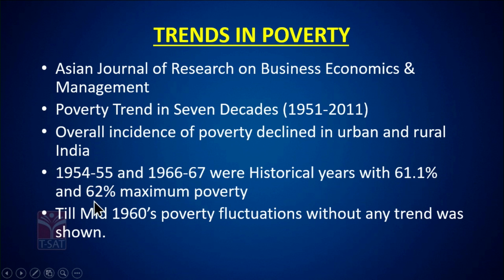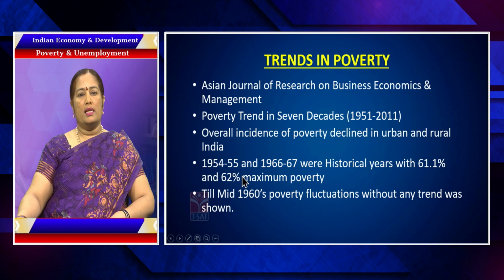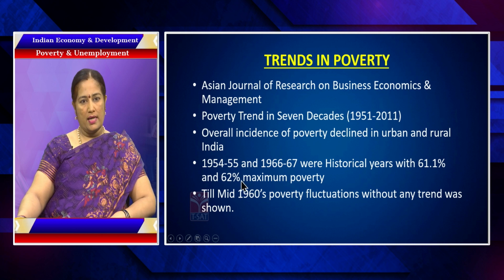And if you take 66 and 67, it is another historical year which has notified the highest amount of poverty in India, that is 62%. That means out of every 100, 62 people were suffering from absolute poverty. That is, they were not in a condition to get even the basic necessities of life, and the remaining, I think 38%, were above the poverty line.